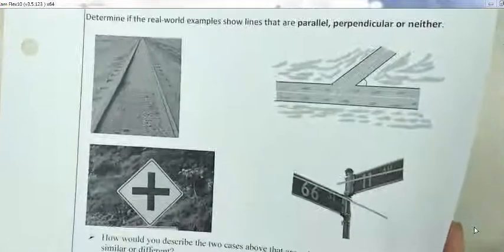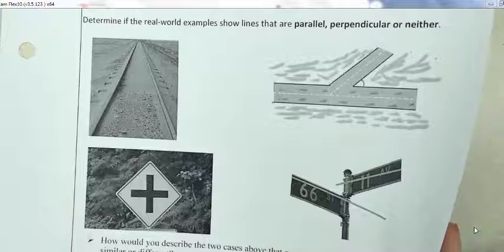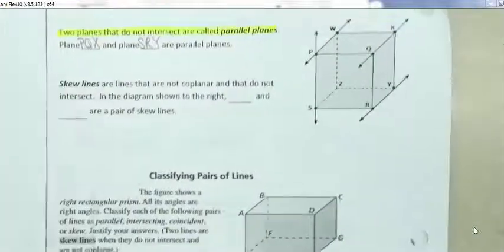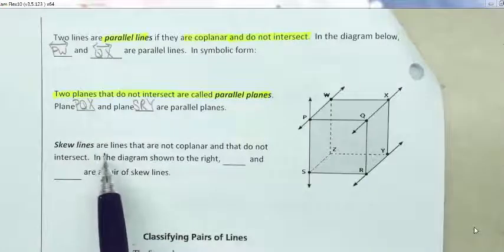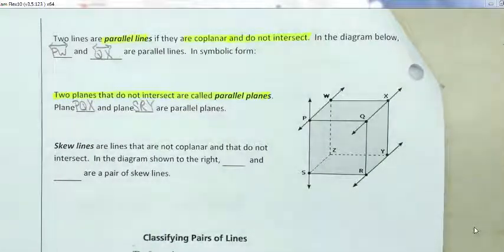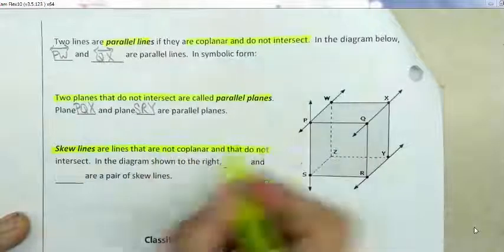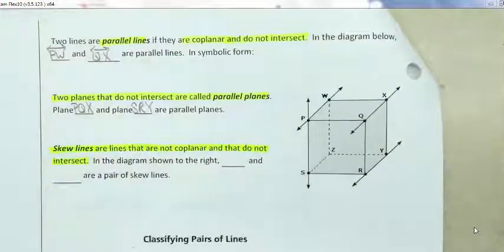Now skew lines, as we've talked about before, I want you to always think about skew lines like those street signs. Okay, they're not in the same plane and they never intersect. So skew lines are lines that are not coplanar and do not intersect. Not coplanar, do not intersect. So let's find two lines here that are not coplanar and do not intersect.